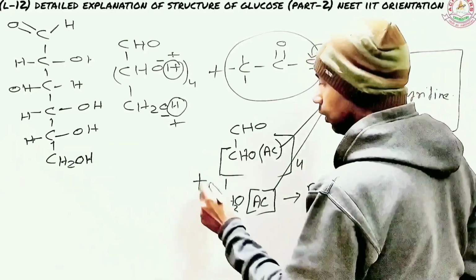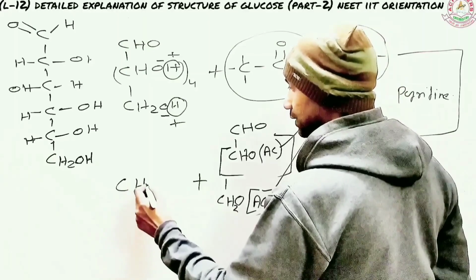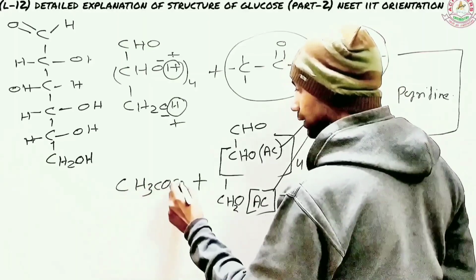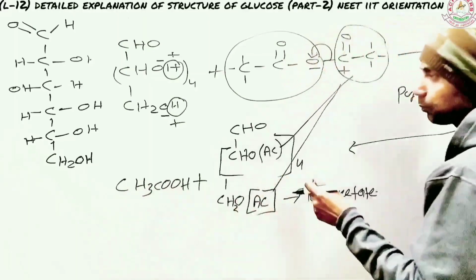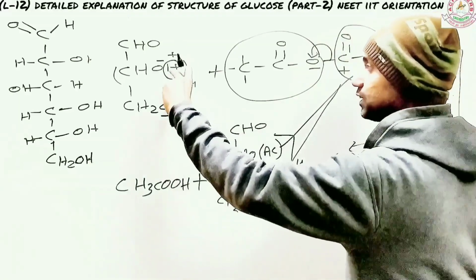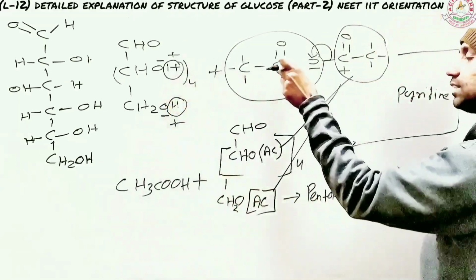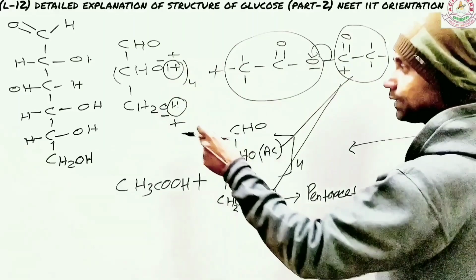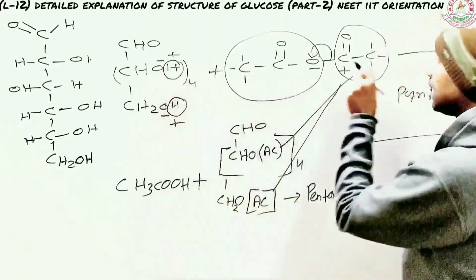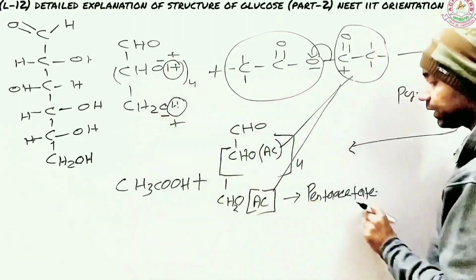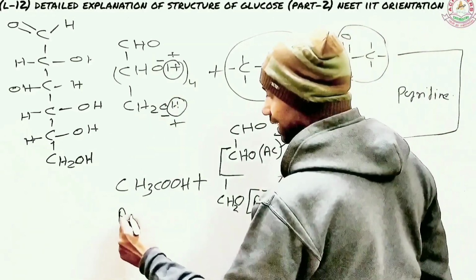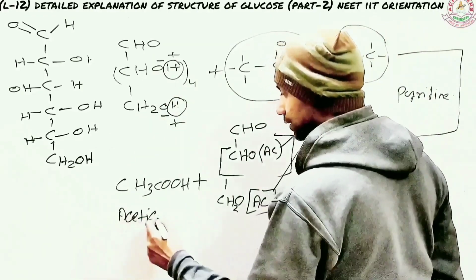Along with that, you also produce acetic acid, CH3COOH, right? Pay attention here, this is really important. All these 5 hydrogen will go with the CH3COO, and all these 5 oxygen will go with the acetyl group. So this is what happens. This is your pentaacetate, and this is your acetic acid.